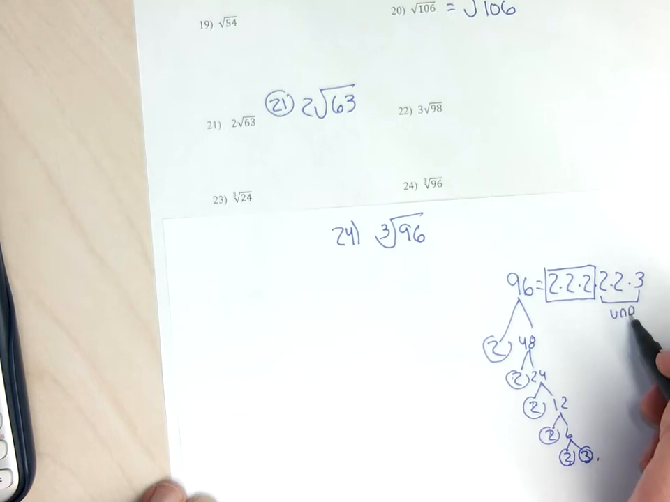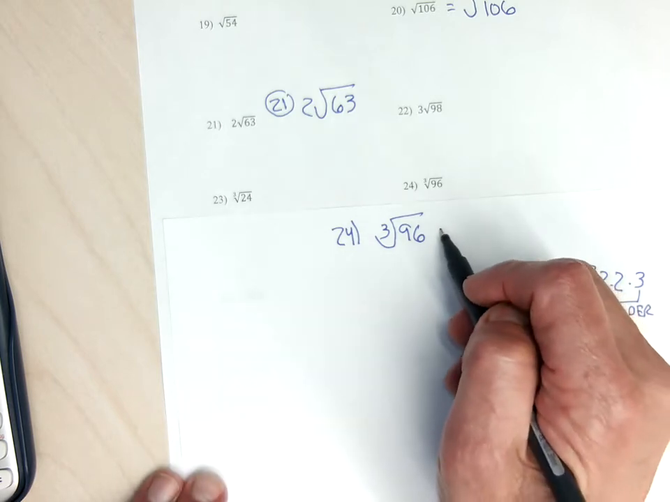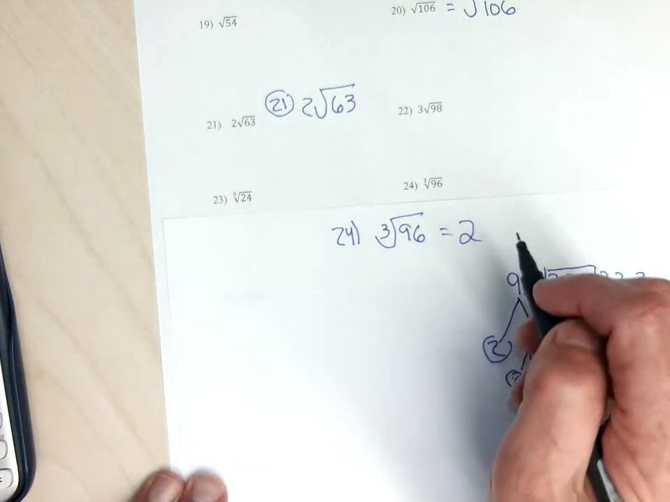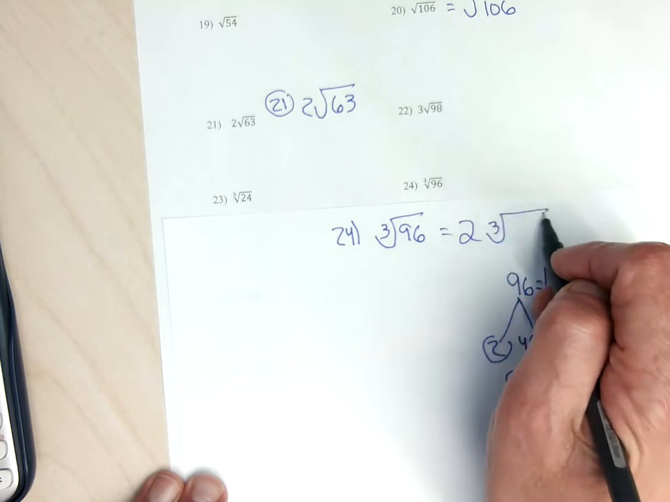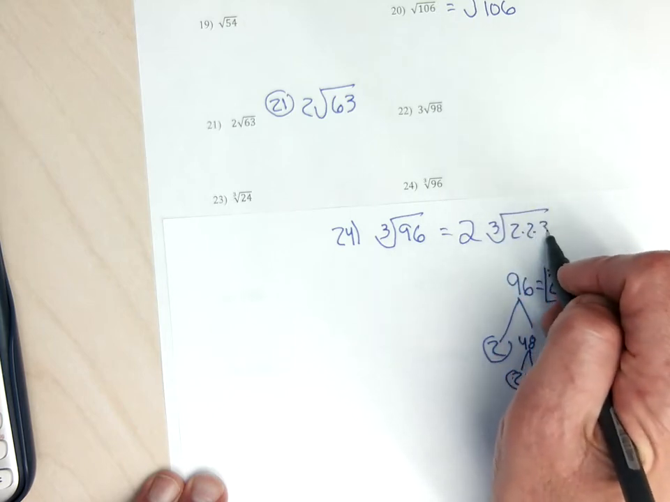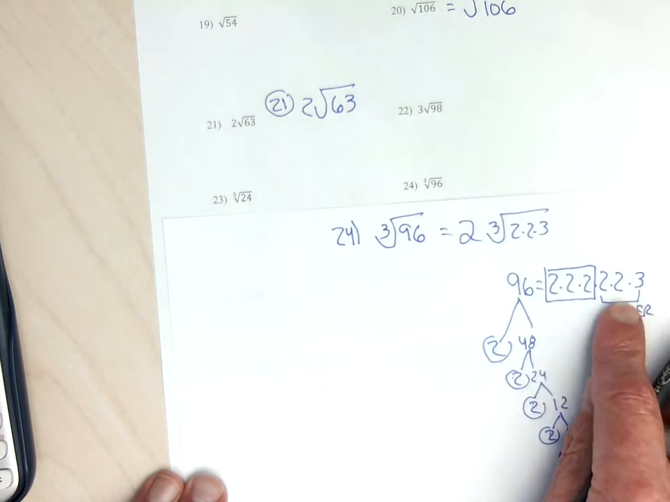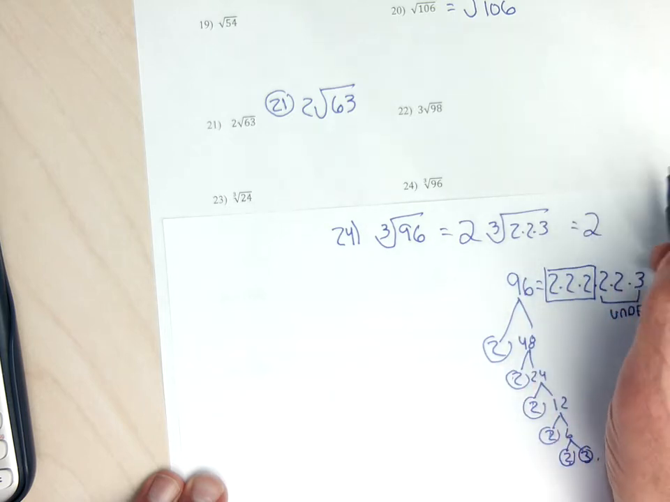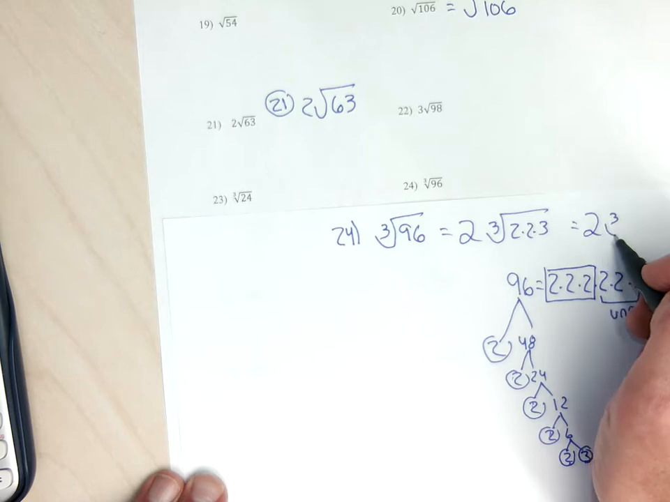Anything that's not part of a 3 of a kind goes under and it gets multiplied. So for the cube root of 96, I have a 3 of a kind. I get a 2 out front. Technically, under I get a 2 times 2 times 3, the things that weren't part of a 3 of a kind. I'm just going to multiply those up. And my answer for 24 is going to be 2 times the cube root of 12, if I did that right.